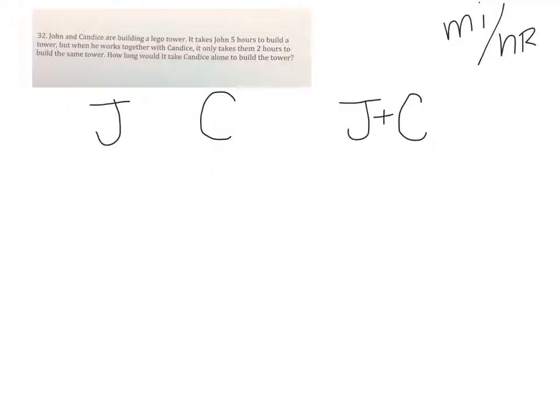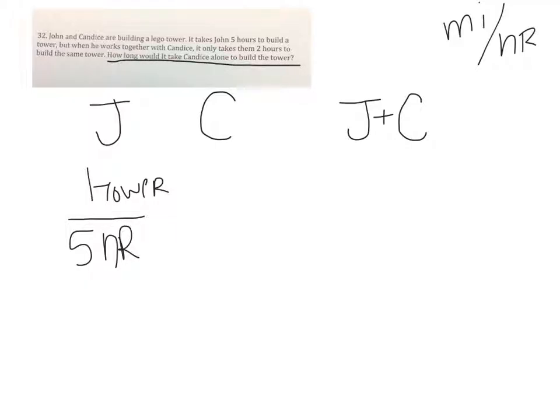So John is building a tower, and it takes him 5 hours. So we're going to put that time on the bottom. So it takes him 5 hours. And what he's doing, he's building one tower on top. We're going to skip over Candace for now because our question is asking us how long would it take Candace alone. So we don't know how fast Candace does it alone.